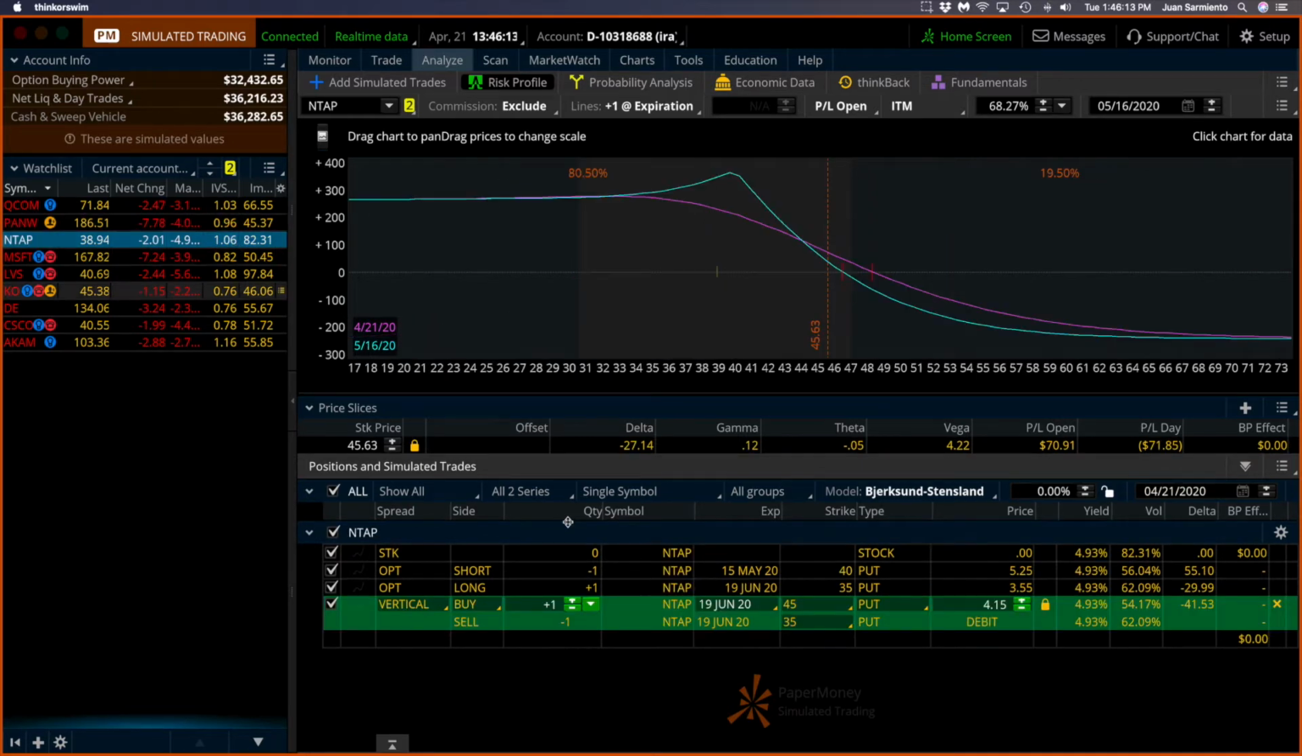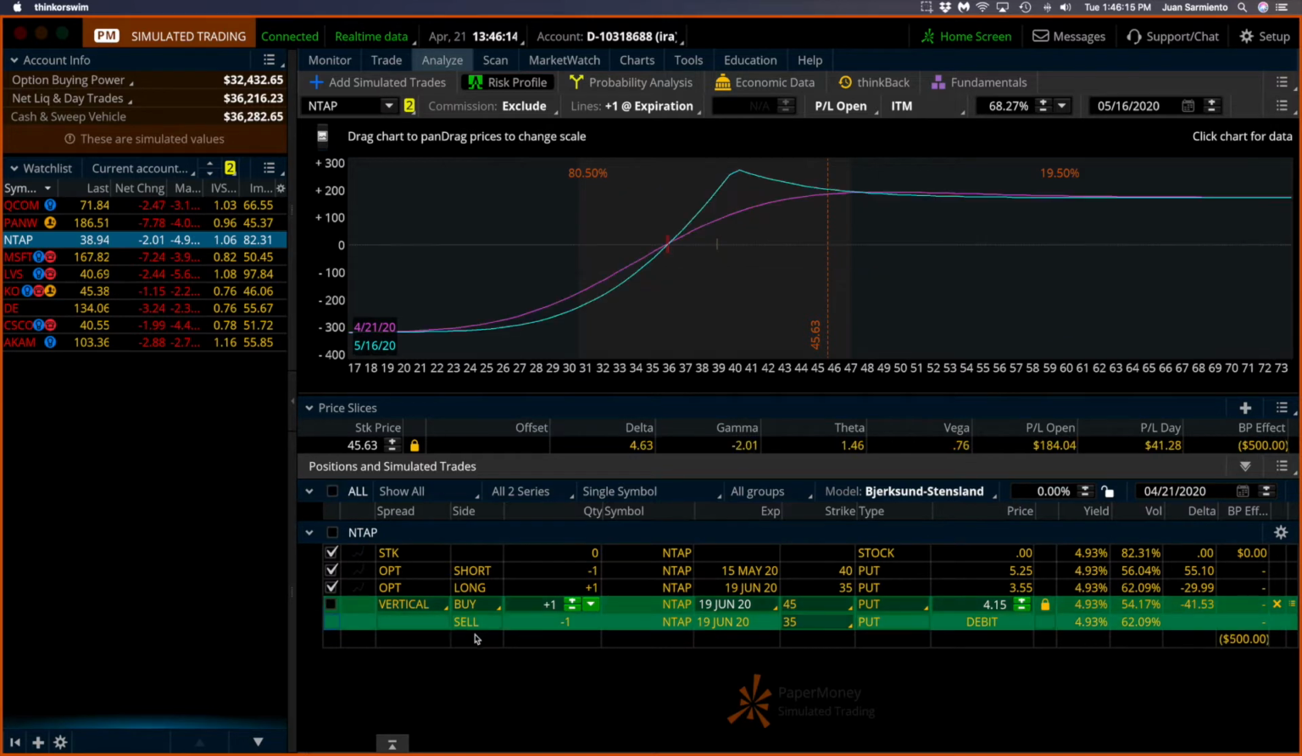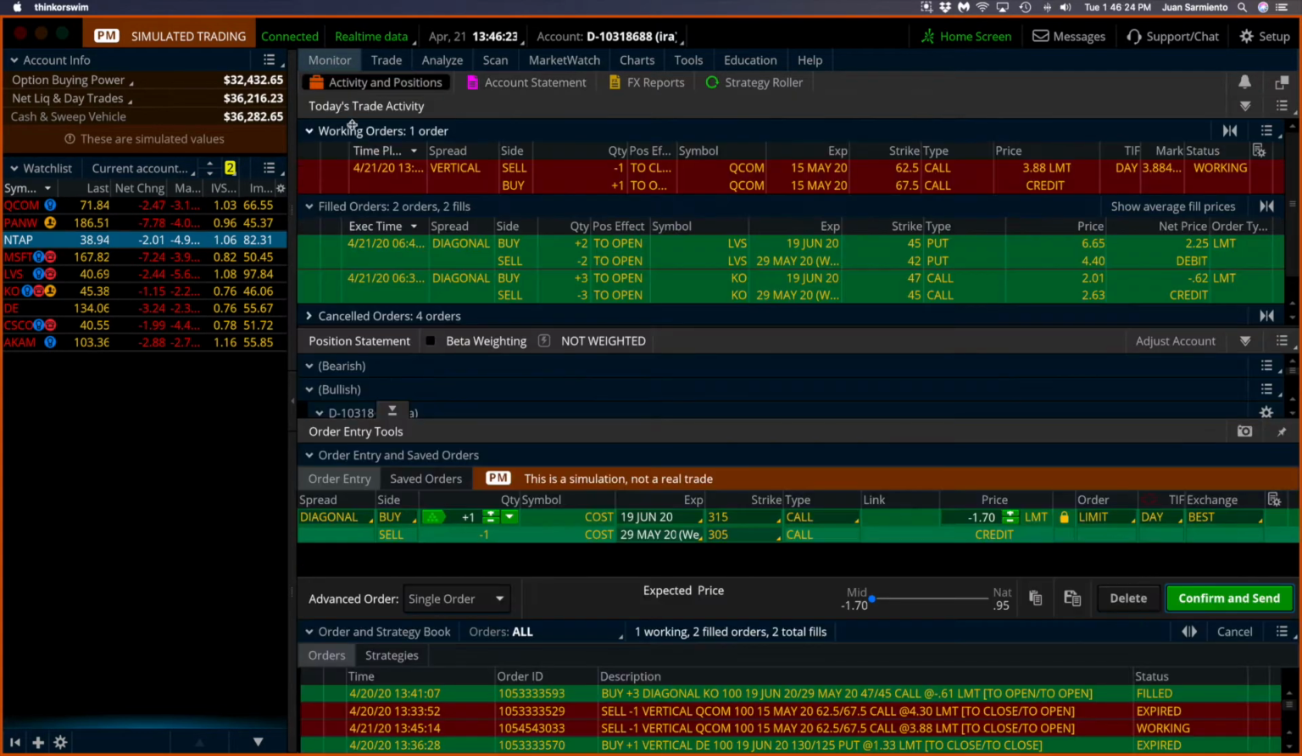And NTAP, I entered this trade, it didn't get filled, so we modify it. Let's go to the activity here, and you see NTAP was canceled. Let's see.